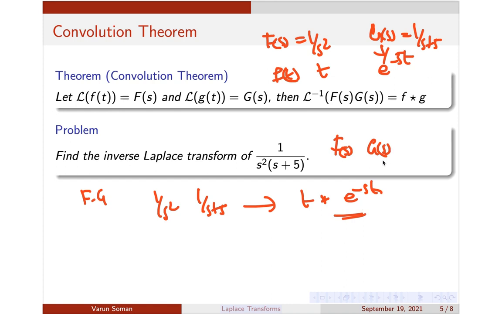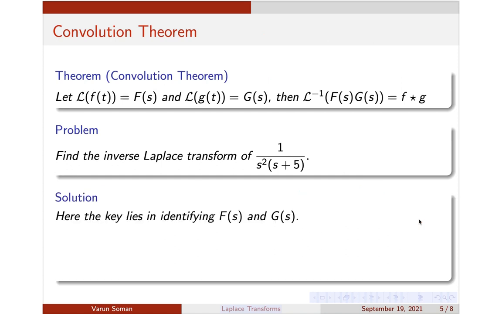So we can either find t star e raised to minus 5t, or you can also find e raised to minus 5t star t. It is up to you. Okay, so let's do this. I hope it is clear. The key lies in finding F of s and G of s. Now what is the inverse transform? It is actually t star e raised to minus 5t. Let's try to find it out. What's the definition of convolution? It is simply the integral from 0 to t of f of u g of t minus u du.